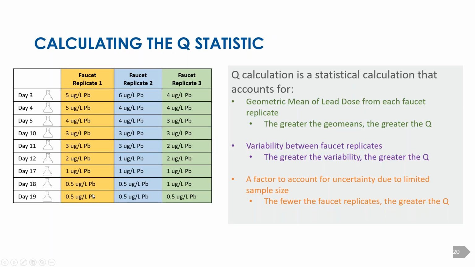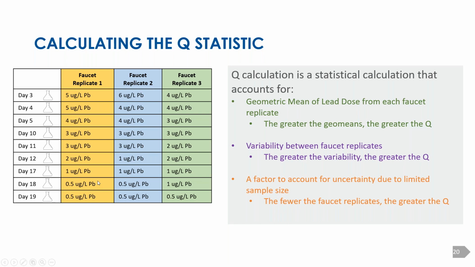This table here illustrates what some of those data may look like. So we have data on each faucet replicate for each collection day of that test protocol. So these are our 27 data points. Typically, you will see reducing levels of lead extraction over the 19-day period. It may look something like this. So these data are then used to calculate the Q statistic.